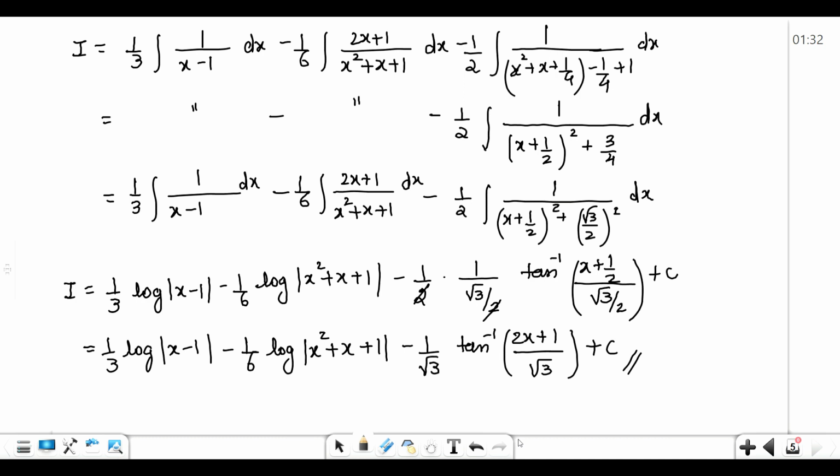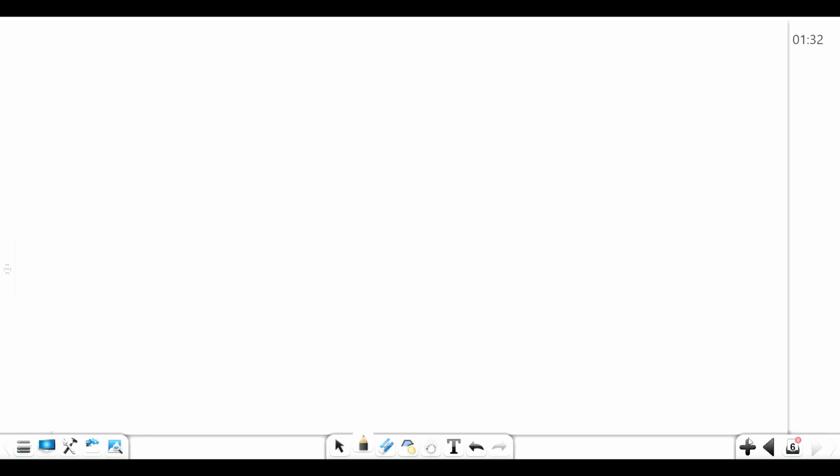I hope you understood this third type of the partial fraction. So let's consider one more problem, which is based on the second type of the partial fraction. I is equal to integration of (3x minus 2) upon (x plus 1) to the power 3 and (x plus 2) dx. So instead of power 3 we have power 2, so I'll write it here. I'll just write this again.